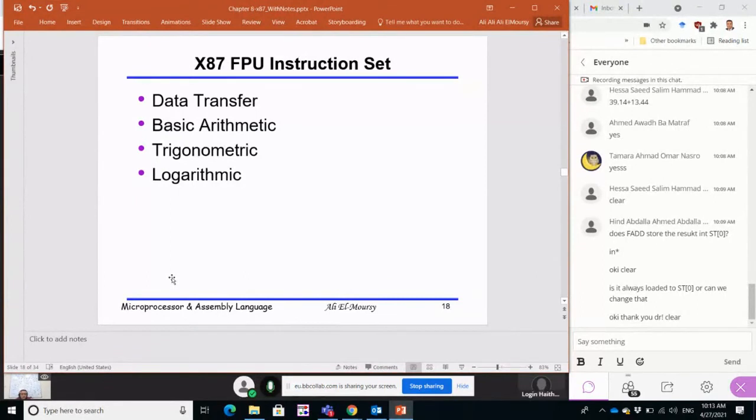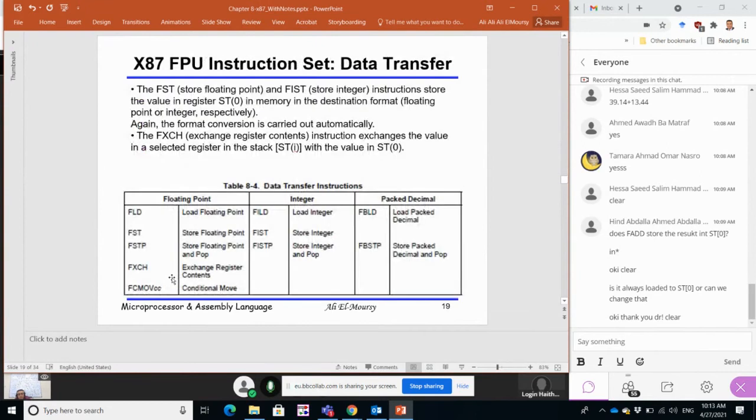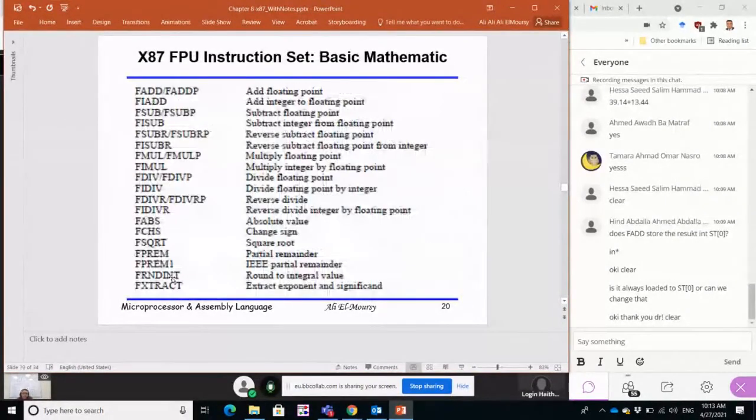Actually, the instructions for floating point can be divided into subcategories. We have data transfer, basic arithmetic. We have trigonometry instructions. We have logarithmic instructions. Floating point here can do a very complicated set of instructions. We are in a CISC machine, remember? Okay, so the instructions here are complex. This actually gives you an idea about the set of instructions that you can do for floating point.